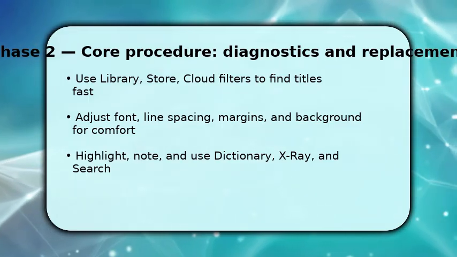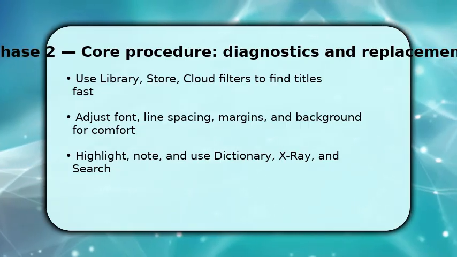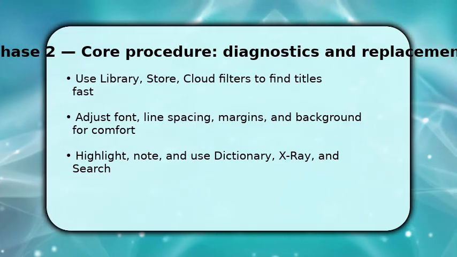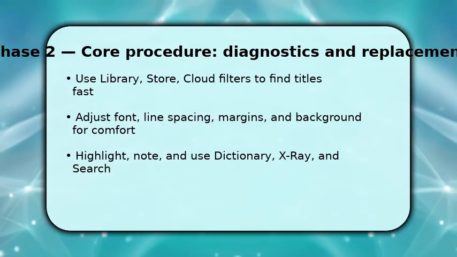Use tap and hold to highlight text or add notes, and consult the dictionary or X-ray for context. Use the search box to jump to chapters or find phrases. These steps make reading efficient and your annotations retrievable.